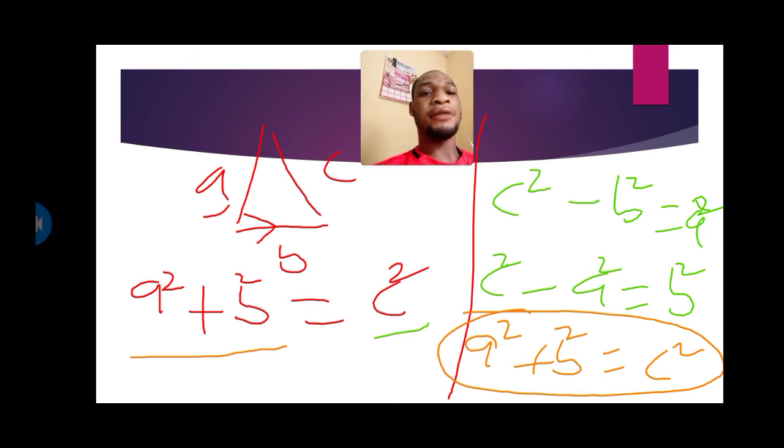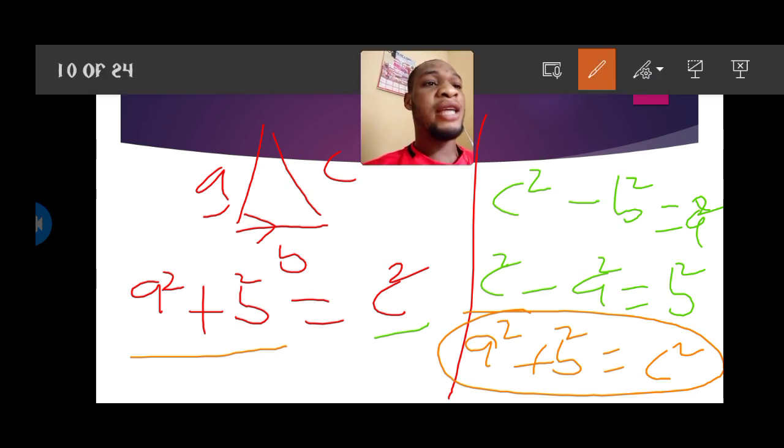Pythagoras theorem says that the square of the longest side, which is the hypotenuse of a right angle triangle, is equal to the sum of the squares of the other two sides. That is, the longest side of the triangle is this C. So the square of this longest side, which is C square, is equal to the sum of the squares of the other two sides.